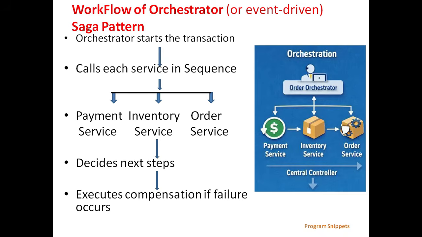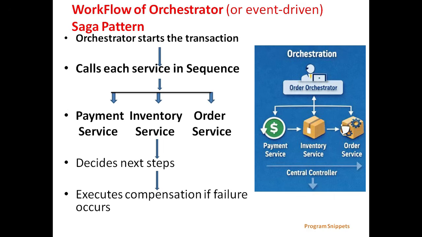The workflow of the orchestrator SAGA pattern is: the orchestrator starts the transaction and calls each service in sequence. That is, it will call the payment service, inventory service and order service. Then it decides the next steps and executes compensation if a failure occurs.